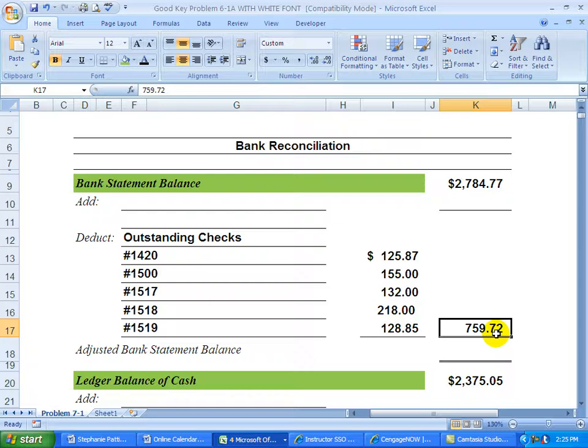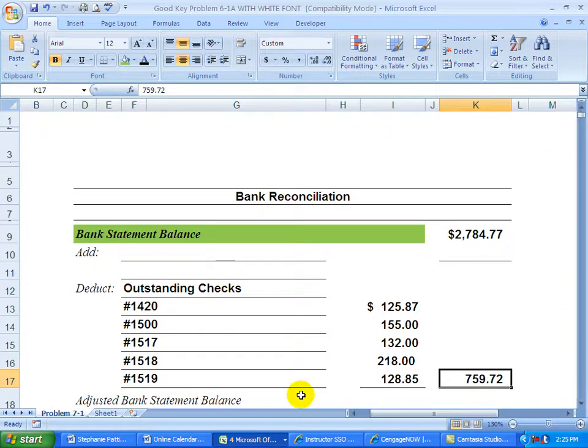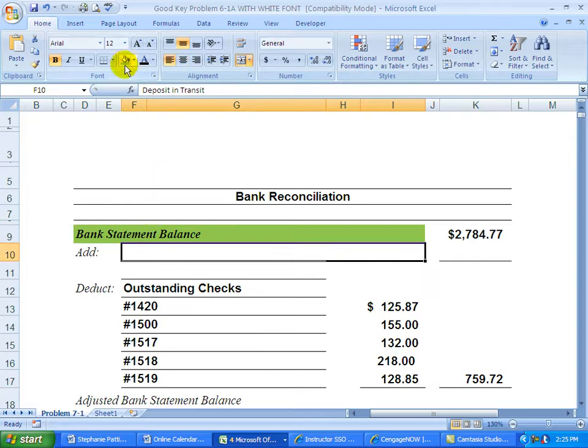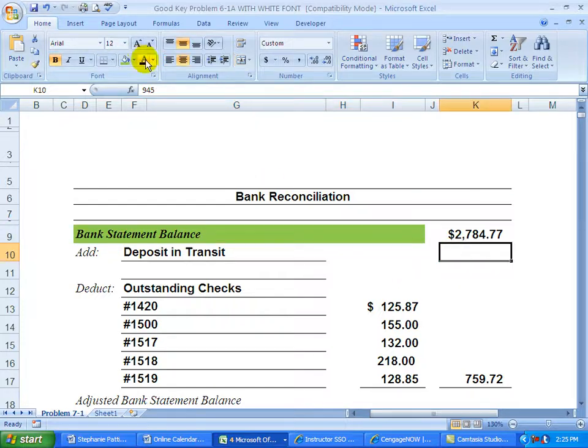In Part C, a deposit we made for $945 was put in so late in the day that it's not going to show up until December 1st. We've already added it to our checkbook and our cash account, so we need to show it as an increase to this bank statement. So we're going to say deposit in transit and the amount of it, which is $945.